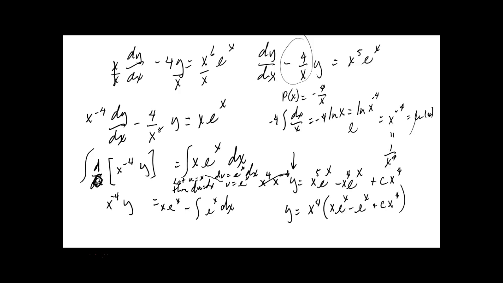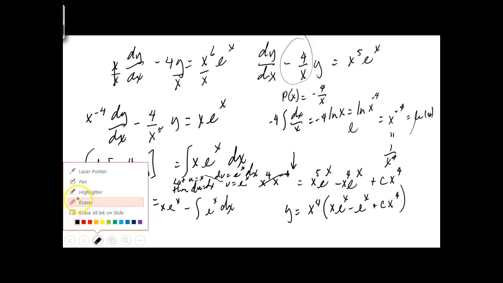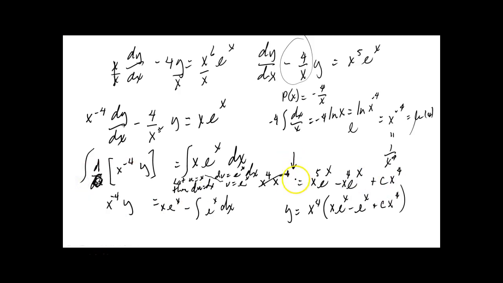Okay? So let's see. Their answer is just this one right here. They didn't even bother factoring out the x to the fourth. Y is equal to x to the fifth e to the x minus x to the fourth e to the x plus c x to the fourth.